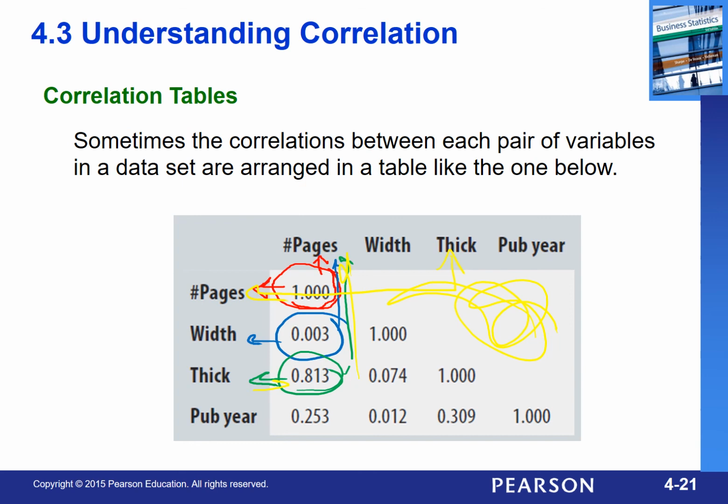The other thing to note is this upper triangle has nothing in it because this is symmetric, which means looking at thickness versus number of pages is the same as looking at number of pages with thickness. So what's the point? It's the same number, so why repeat yourself?